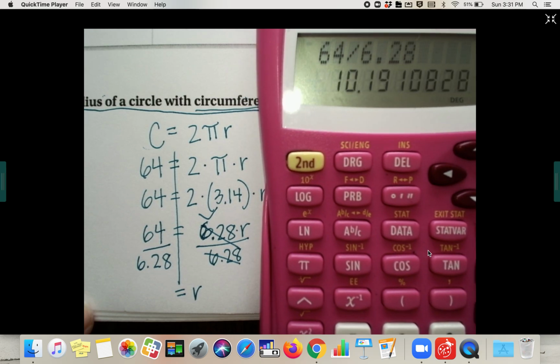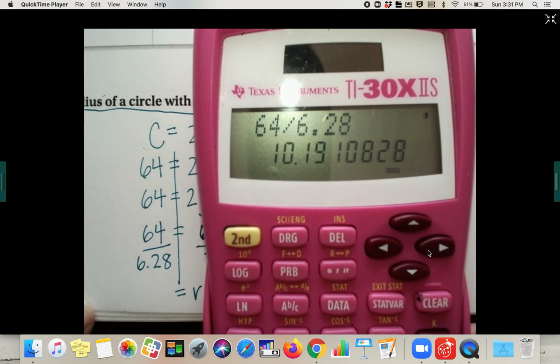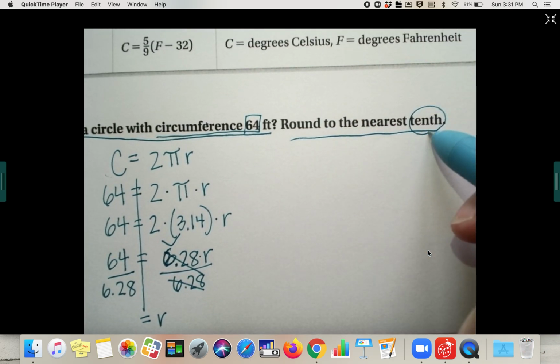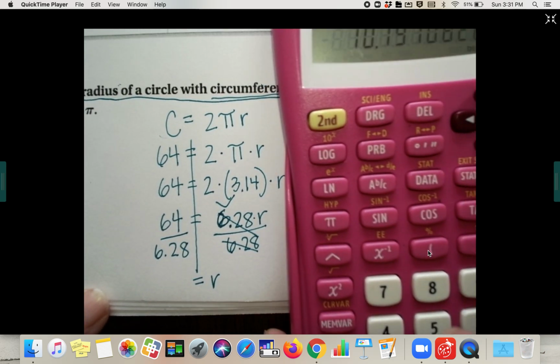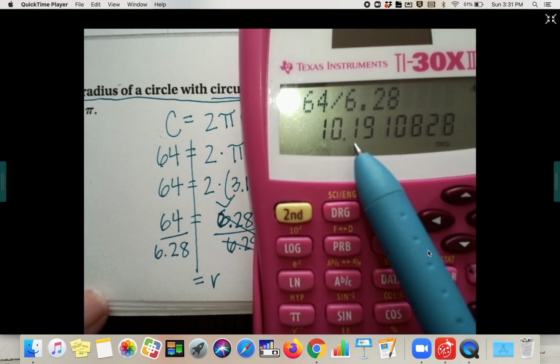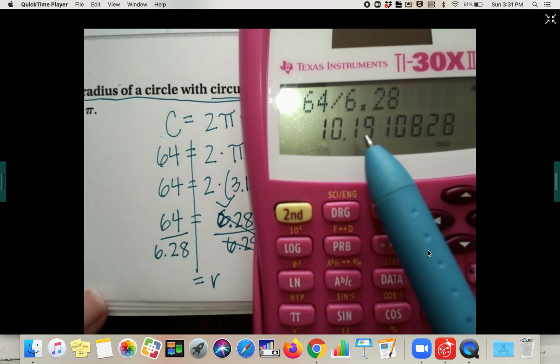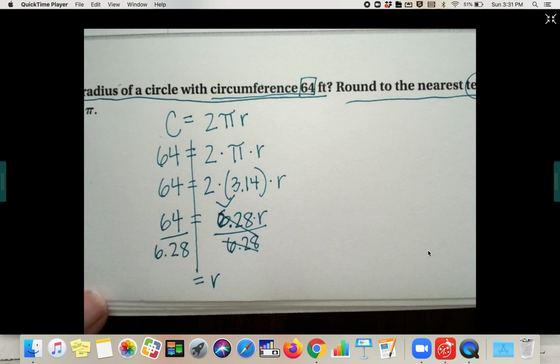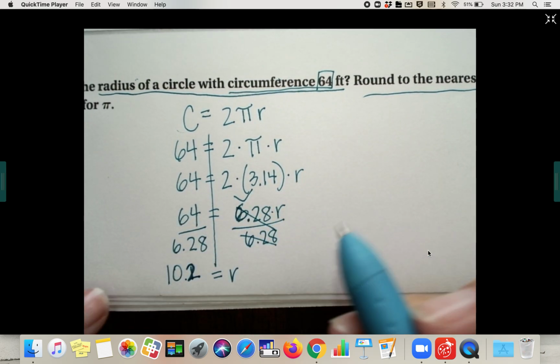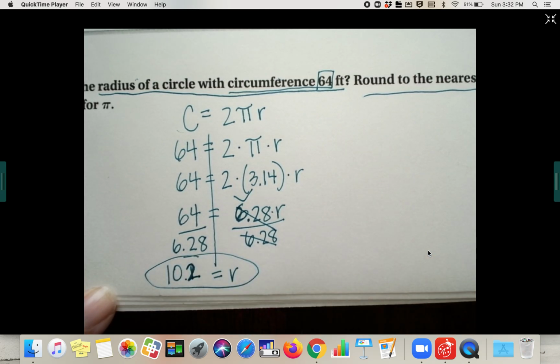6.28 is. Okay, it looks like it's a crazy decimal, 10.1910828, but that's why it says round to the nearest tenth. A tenth is one place after the decimal, so we're rounding the 1. In order to round the 1, you either leave it 1 or change it to 2 based on what the number after it is. Since this is a 9, it's going to shove this 1 up to a 2. So 10.2 would be our radius.